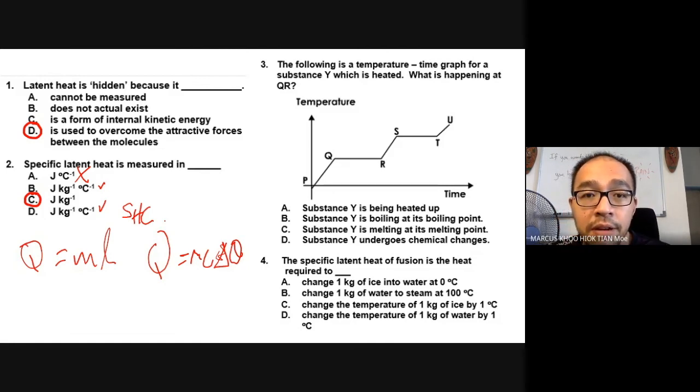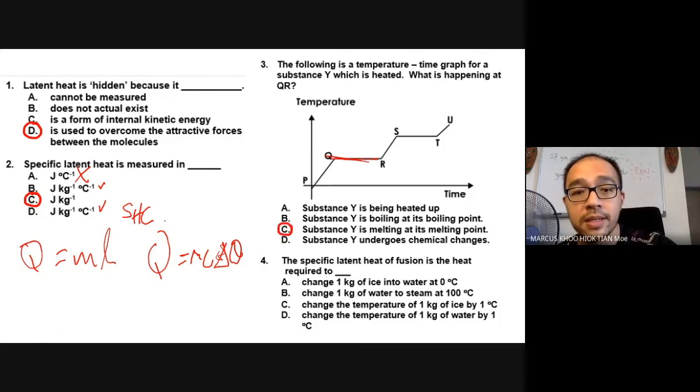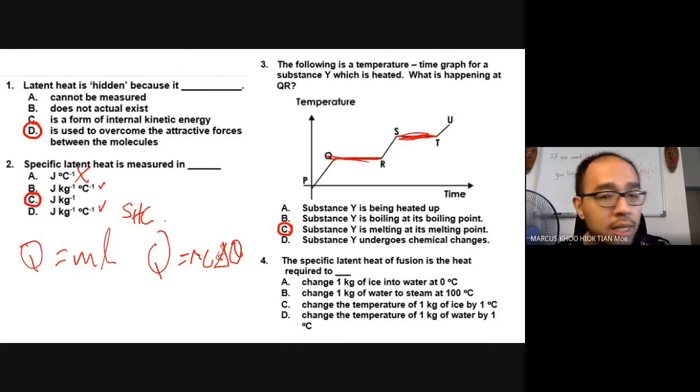Number 3, the following is a temperature time graph for the substance Y, which is heated. It's a heating graph. What is happening at QR? C. All right, very good. C, substance Y is melting at this melting point. Because it's melting, and this is obviously boiling.